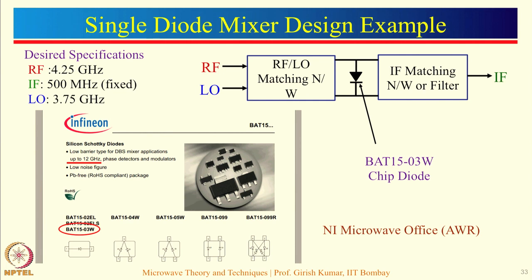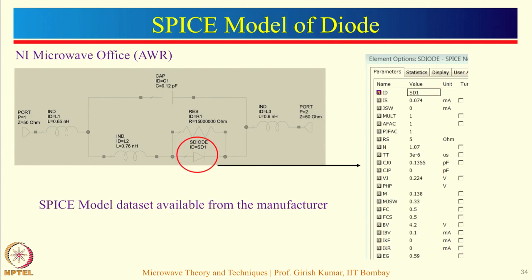So we are going to use a simulation software named Microwave Office by National Instruments, also called AWR. Let's start the design. The first part that we are going to focus on is the SPICE model of the diode, because the diode simulation is very critical. If you can see, this is the actual SPICE model of the diode. And the SPICE model actually lets you enter all the different diode parameters related to the junction. For example, you have a saturation current specification, you have the junction capacitance for zero bias, you have the maximum junction voltage, then you have a reverse breakdown voltage, the energy band gap, and so on.